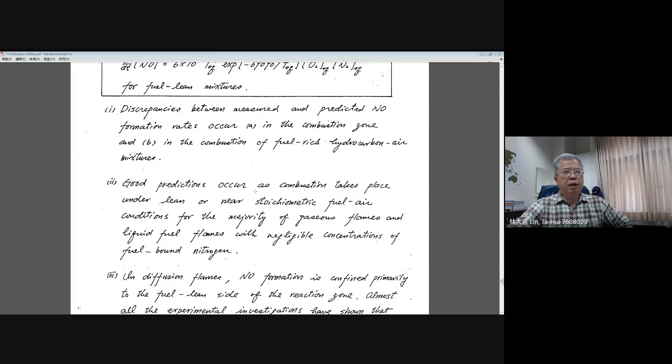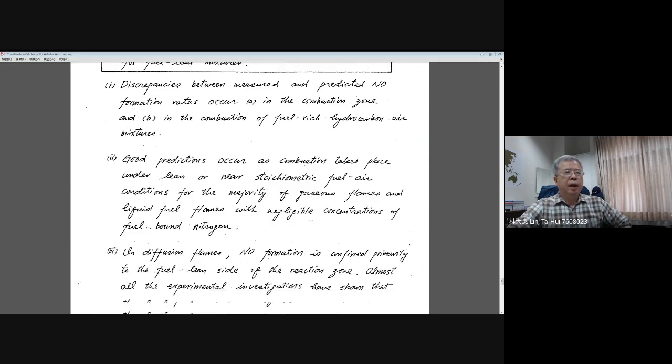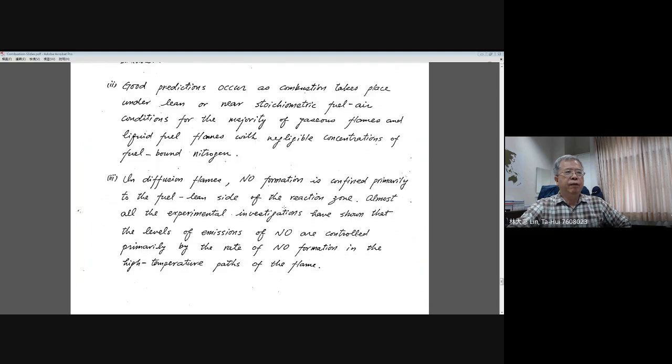Good predictions occur as combustion takes place under lean and near-stoichiometric fuel-air conditions, which primarily do not have the fuel-bound nitrogen contribution, and the gaseous flame will be free from the fuel NO contribution.